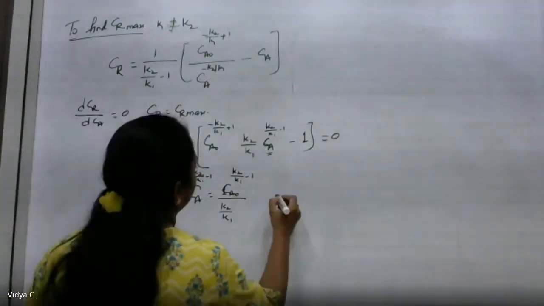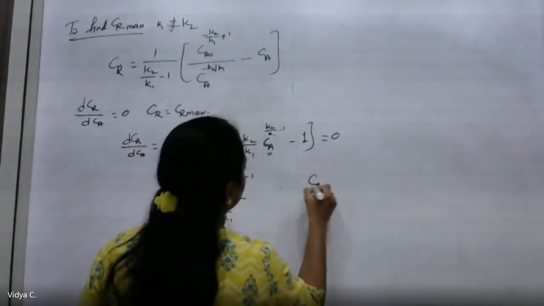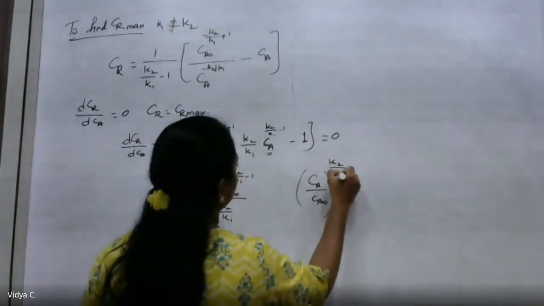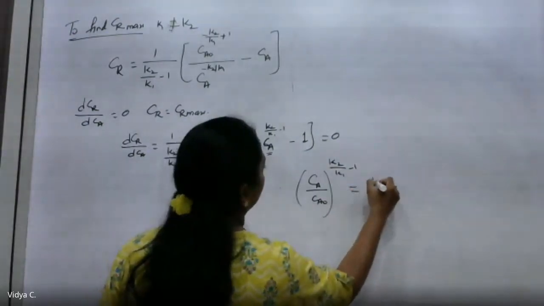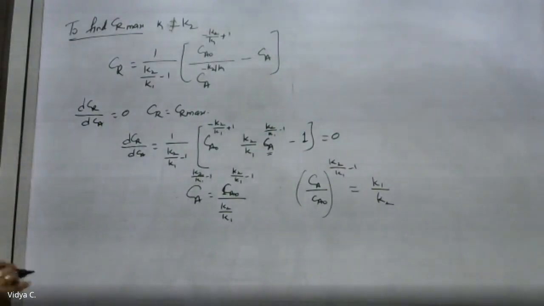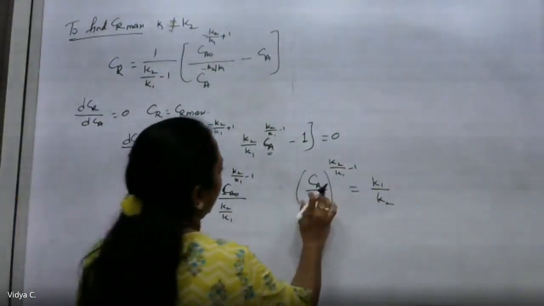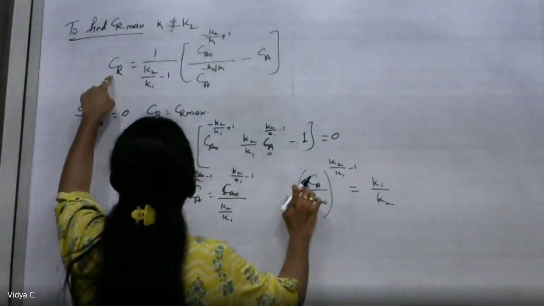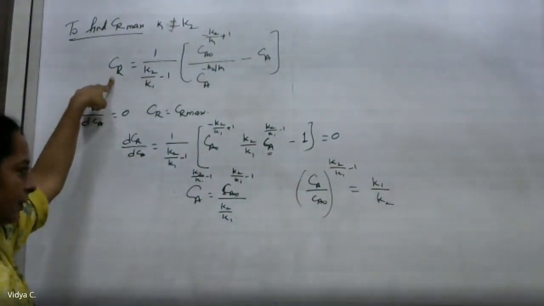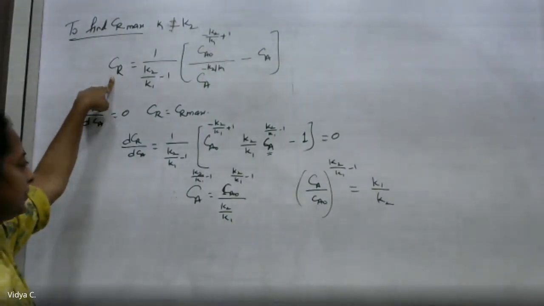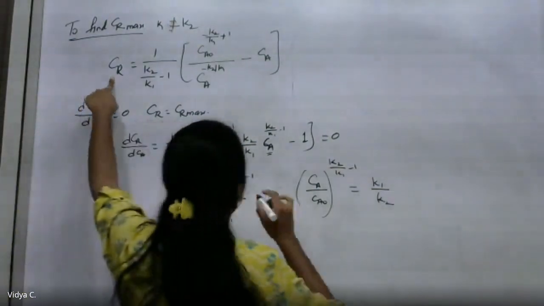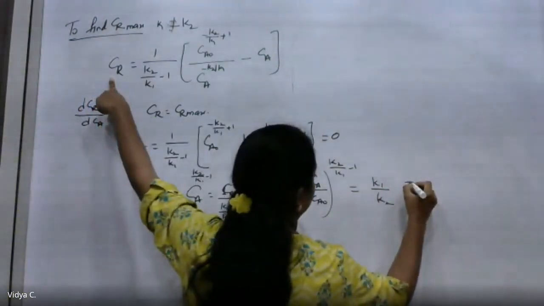Therefore, from this, what can I write? CA by CA naught, both have common powers, to the power of K2 by K1 minus 1 will be equal to K1 by K2. Important thing. Once we have this, this CA has to be substituted here to get an expression for CR max. So let us substitute now. It is better to have CA only separate, so that we can substitute that easily.